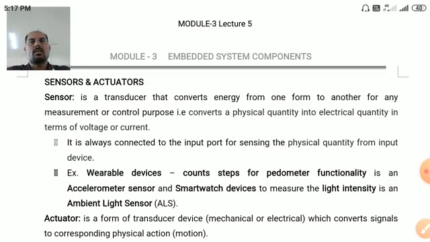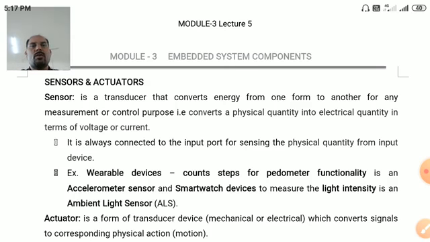Sensors and actuators are transducers. Transducers are those things that convert energy from one form to another form. The sensors are transducers which convert a physical quantity into an electrical quantity in terms of voltage or current. Whereas actuators are the opposite of sensors. It means that they are also transducers that convert an electrical or mechanical quantity in terms of energy, voltage or current into a physical quantity. Sensors are always connected to the input port to which the input device is connected.